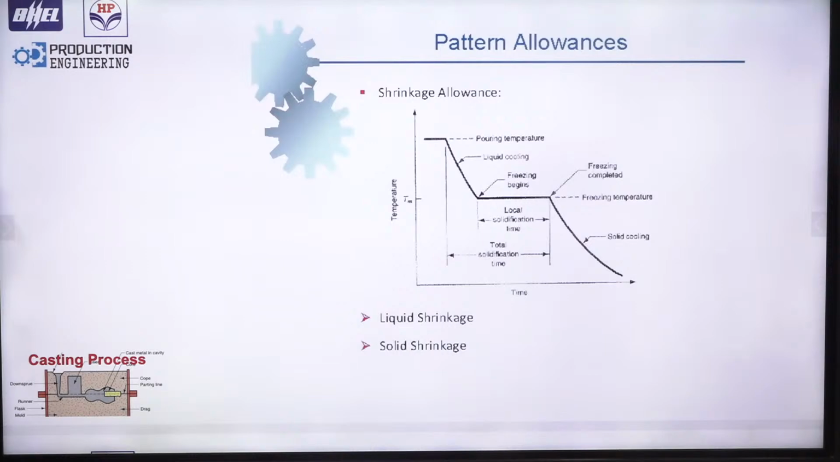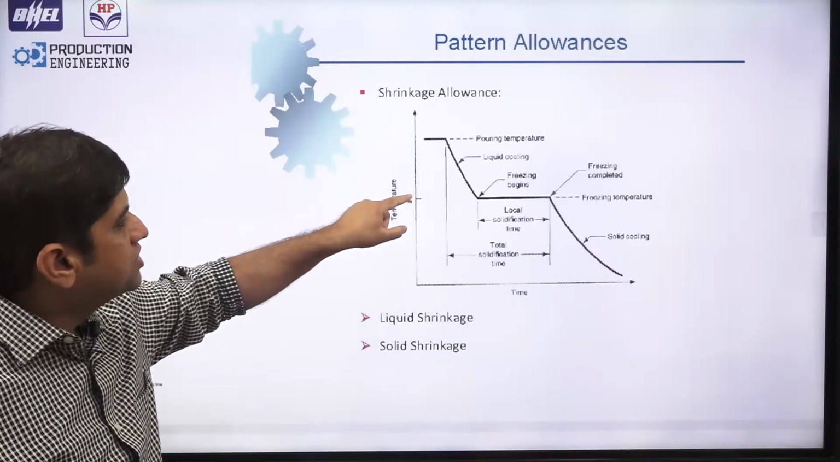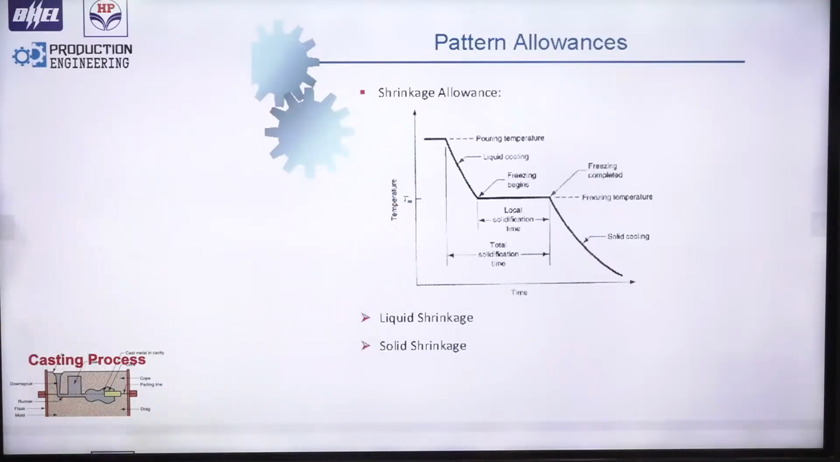So this is what is provided by the pattern allowance, right? Freezing temperature, room temperature, pouring temperature. So this is the pouring temperature, this is the freezing temperature, this is the room temperature. So three temperatures are taken care of, three temperatures we are talking about here.